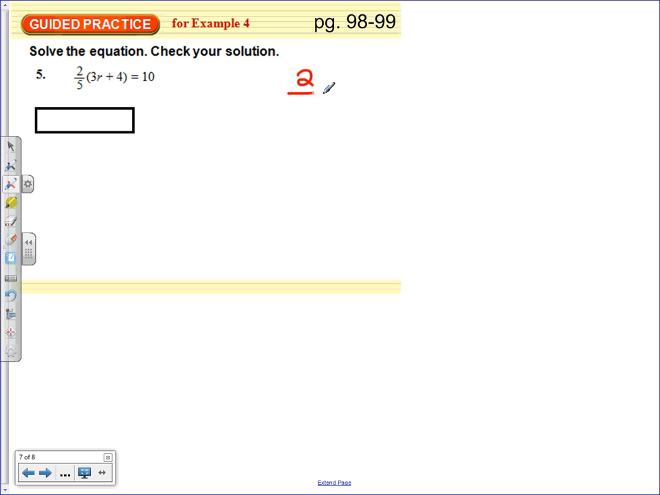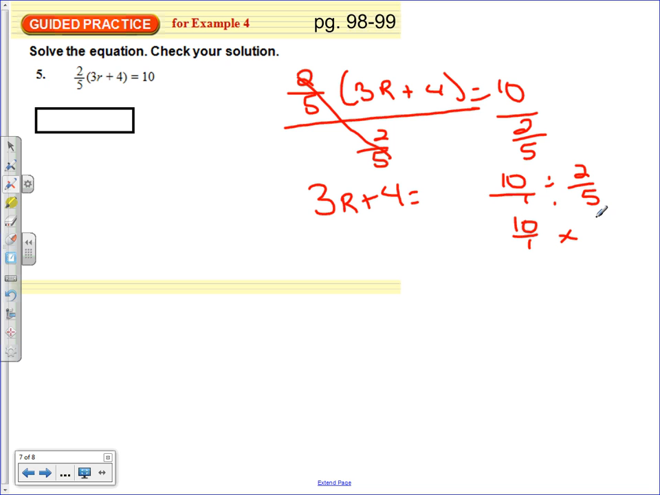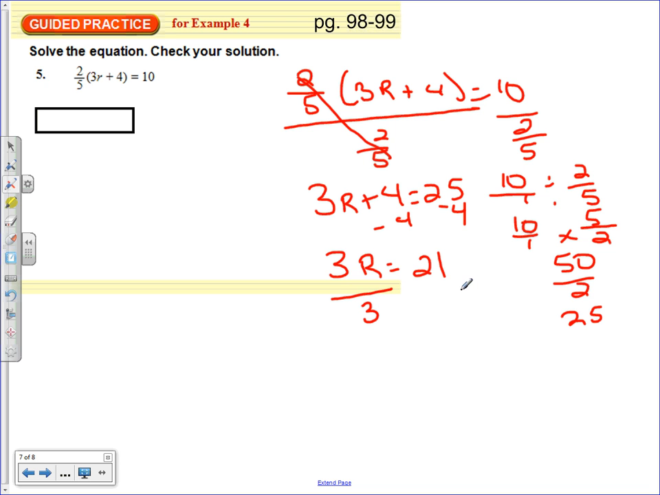Another example of a fraction, 2/5 times the quantity 3r plus 4 equals 10. Divide both sides by 2/5. Anything divided by itself is 1. 3r plus 4 equals 10 over 1 divided by 2 over 5. 10 over 1 times 5 over 2. 50 over 2, 25. So we have that answer. Now we continue by subtracting 4 from each side. 3r equals 21. Divide by 3, divide by 3, r is equal to 7.